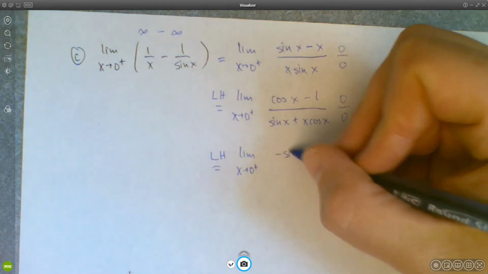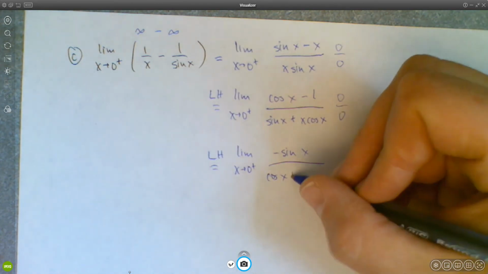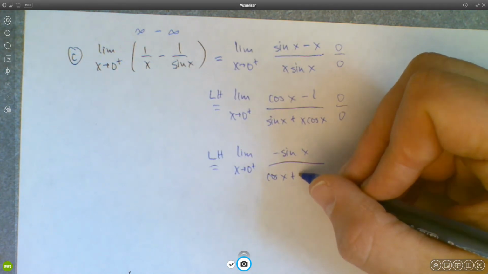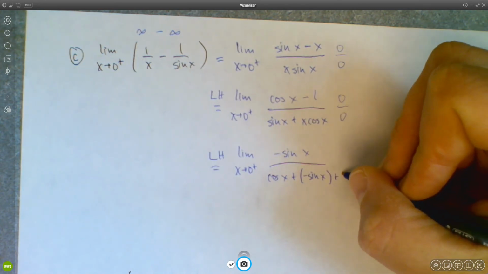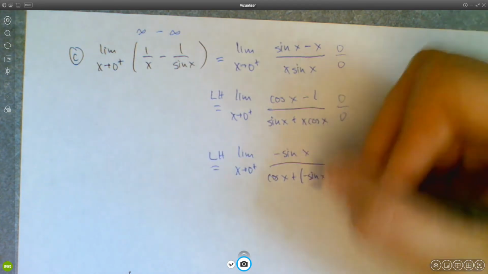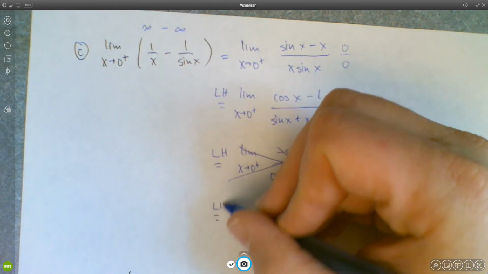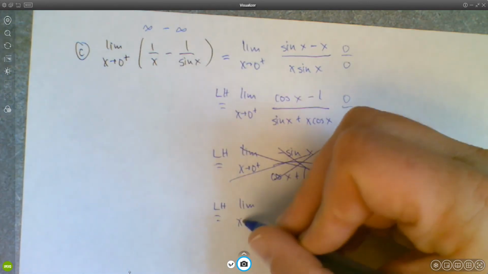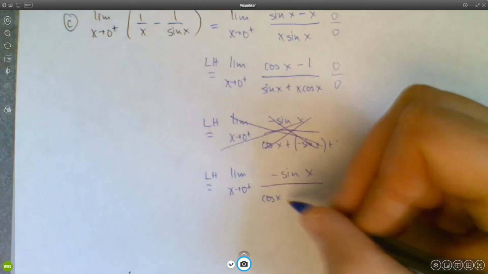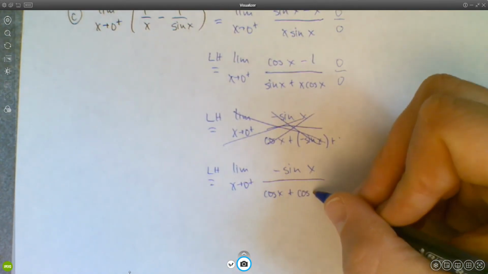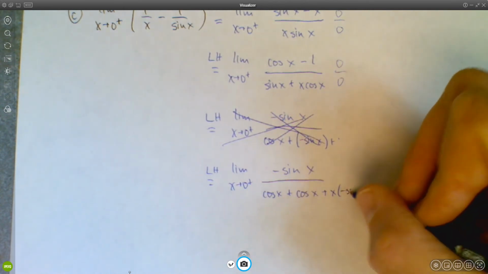Derivative of cosine is negative sine. Derivative of sine is cosine. And then here we're going to have product rule. So derivative of the first times the second plus the first. Oh, I'm sorry. Let me do this again. It's derivative of the first times the second plus the first times the derivative of the second. There we go.